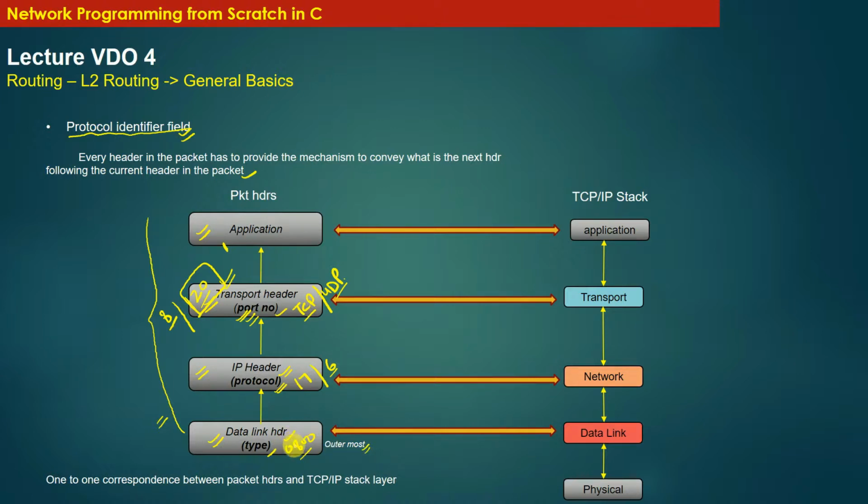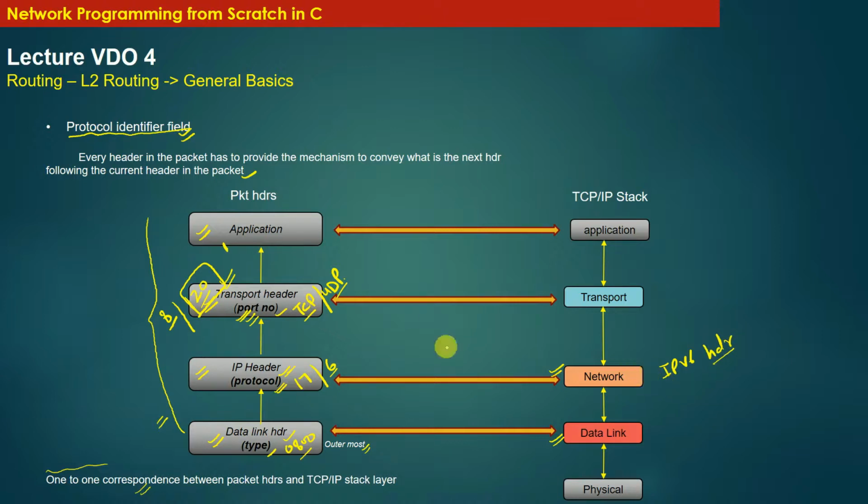Also, you can see that there is a one-to-one correspondence between the packet headers and the TCP/IP stack layers. If the packet header is the data link layer header, then this header belongs to data link. Similarly, if the packet header is the IP header, it means that the packet is operating on the network layer. In other words, the network layer header is an IP header. IP header is not the only example of a network layer header. The other is the IPv6 header, which is again a network layer header.